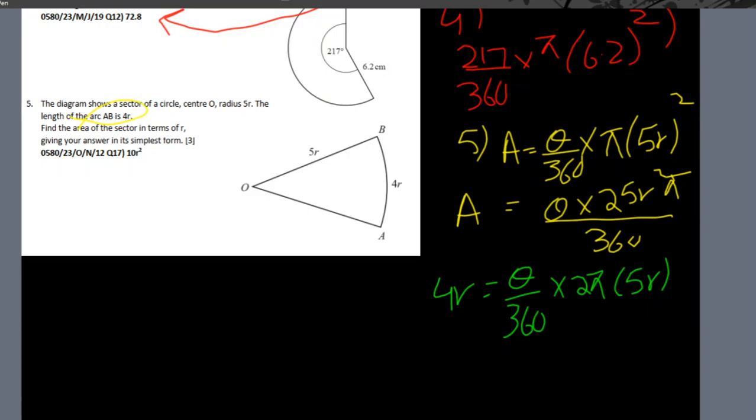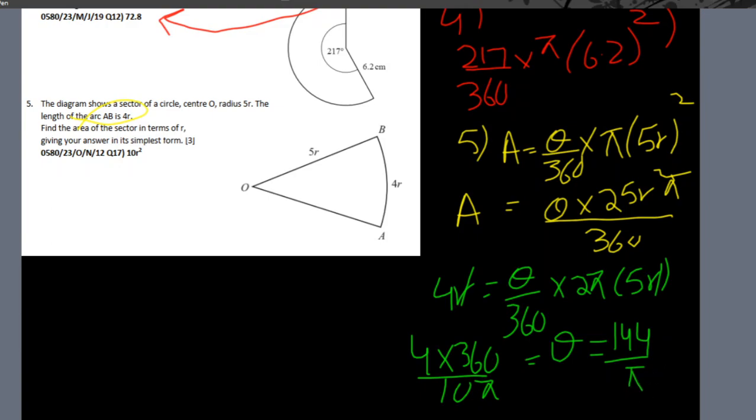So r gets cancelled, and 4 times 360 over 10 pi becomes 4 times 360 divided by 10, which is 144 over pi, right? So now instead of theta I'll write 144 over pi.